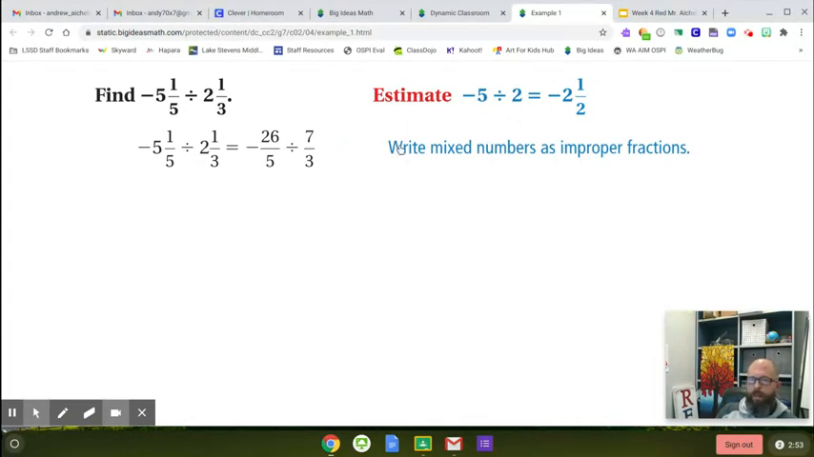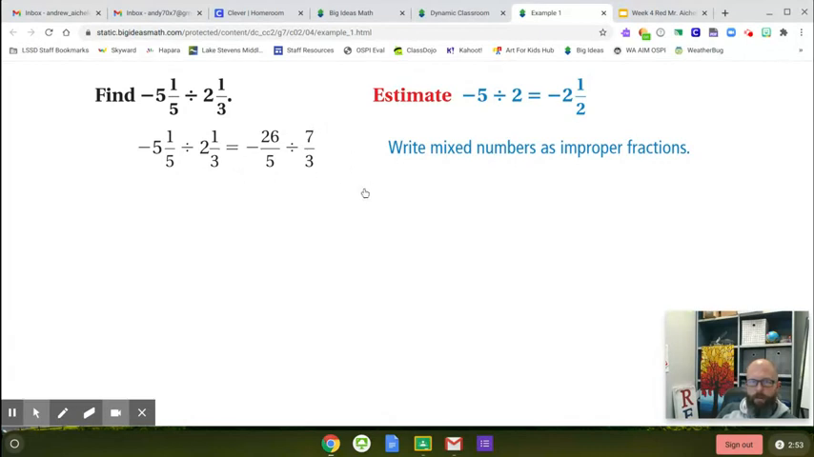So the first step is to write the mixed numbers as improper fractions. So we do 5 times 5, which is 25, plus the 1 on the top, that's 26. So we end up with negative 26 over 5. Then we do the same here. We do 3 times 2, which is 6, plus 1 is 7. We end up with 7 over 3, so that's this one. So we've rewritten the problem from these two mixed numbers to these two improper fractions.